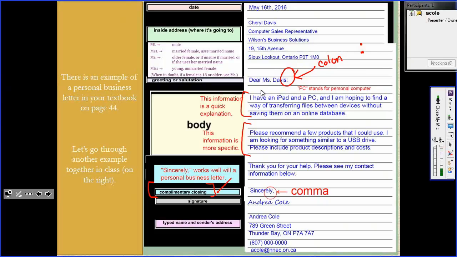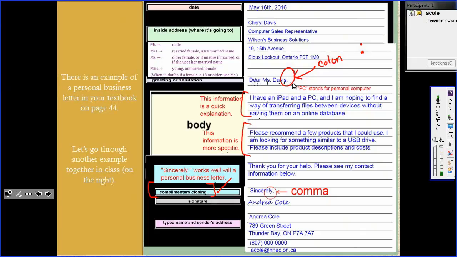So basically, if you're not sure whether to use Mrs., Ms., or Miss, just use Ms., right? If you don't know how old the person is, if you don't know if they're married, if you don't know if they keep their name, and you know it's a female, address the person as Ms., M-S, with a period. And then here we have, so here's the body of my letter.